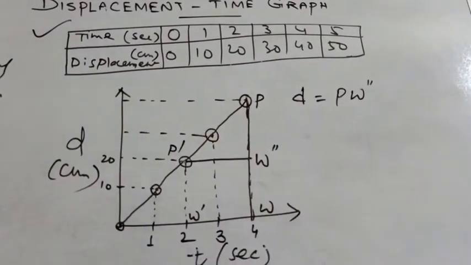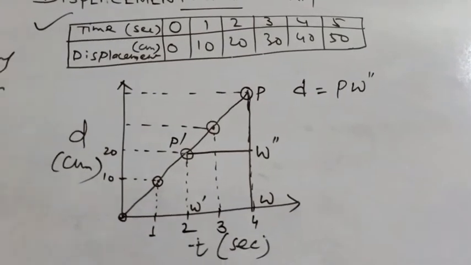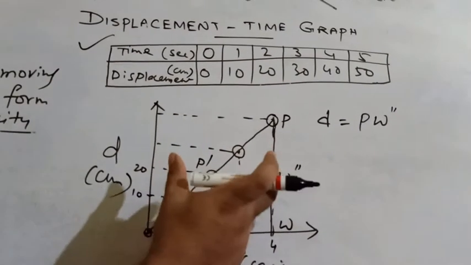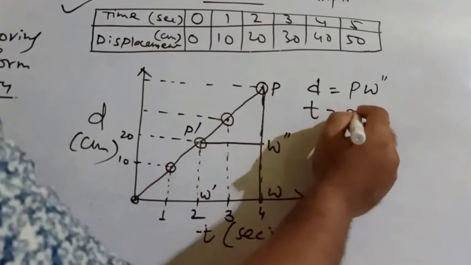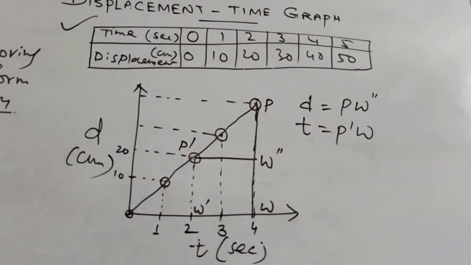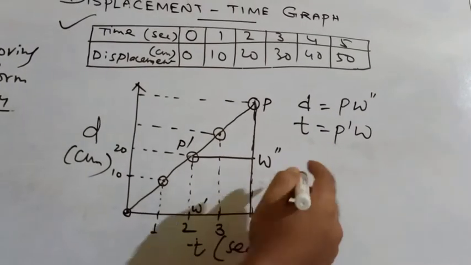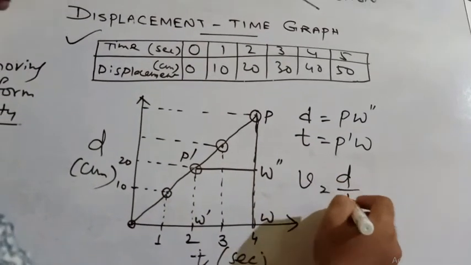This is the displacement here. What is the time taken? That is P dash W. So time taken is P dash W. Clear? So I have to calculate velocity. That will be d by t.